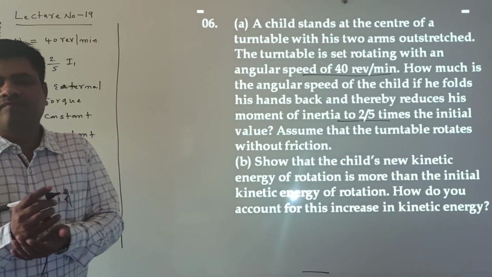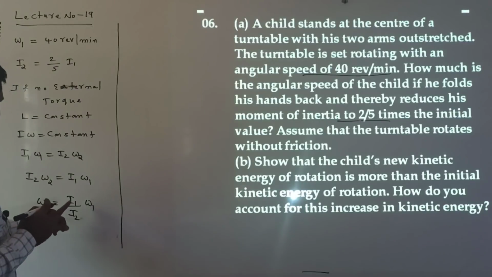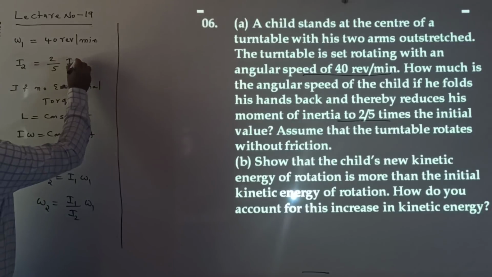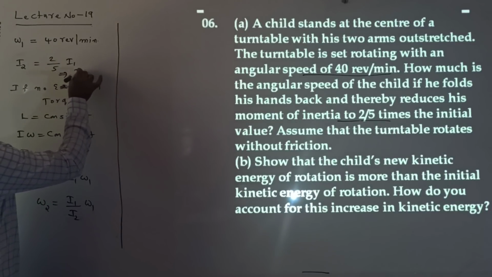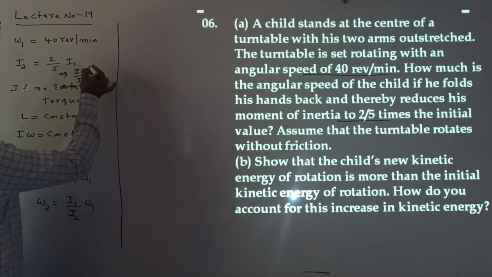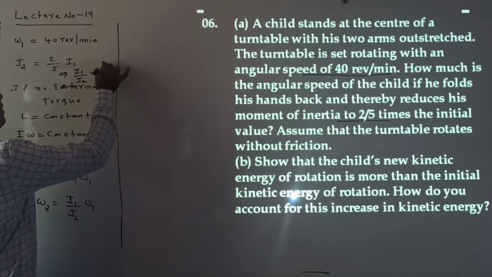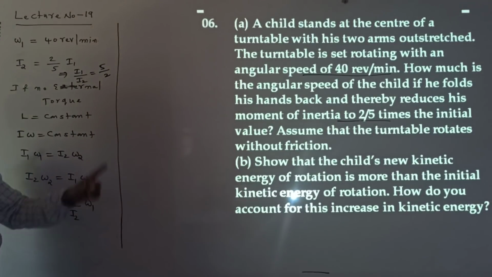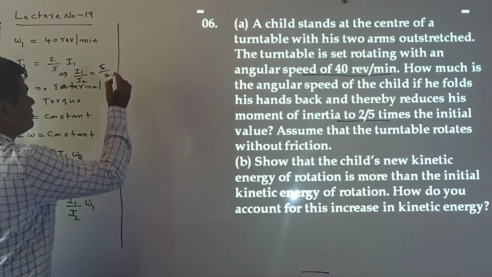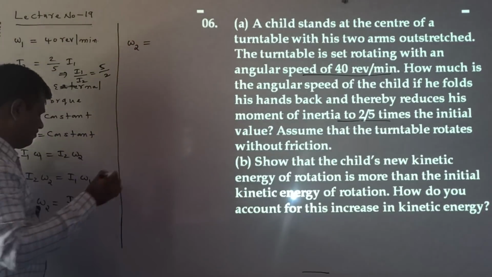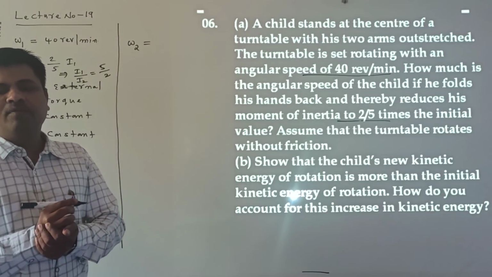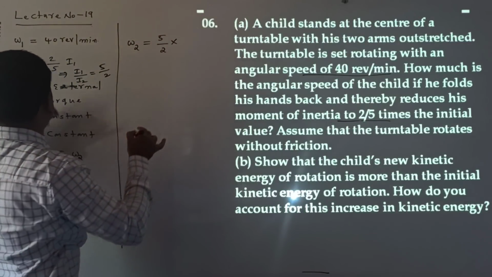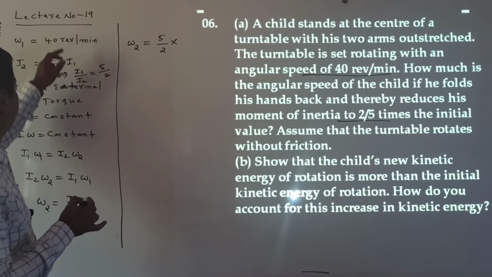Here we have to find omega 2. In order to find omega 2, the I1 by I2 value is required. From I2 equal to 2/5 of I1, I1 by I2 is equal to 5/2. Now substitute here: omega 2 is equal to I1 by I2, which is 5 by 2, into omega 1. Omega 1 is 40.